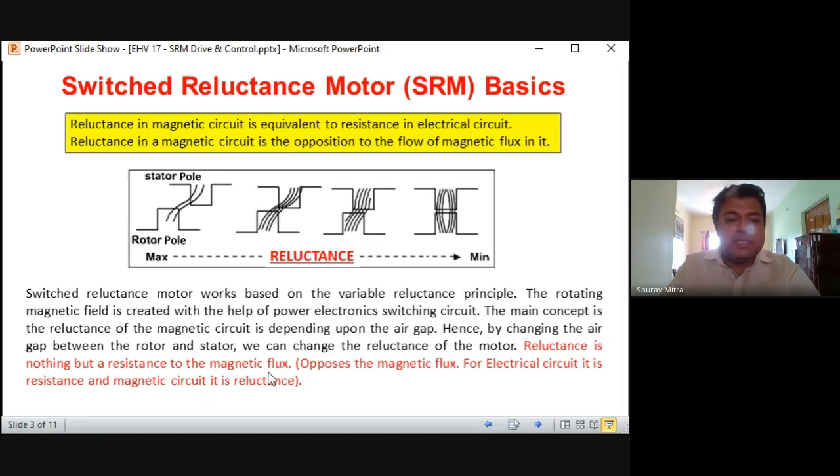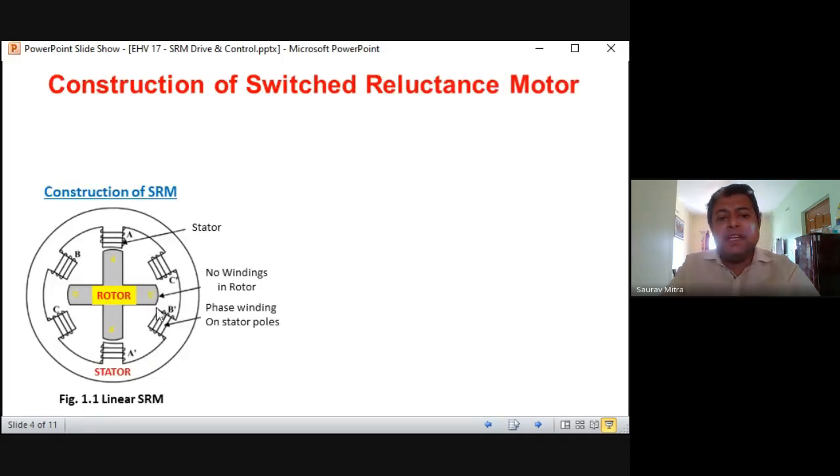Reluctance is nothing but a resistance to the magnetic flux; it opposes the magnetic flux. For an electrical circuit it is resistance, and for a magnetic circuit it is reluctance. So here you are finding the construction of an SRM. After this we will see the video, and again we will come back to this. Here we find the number of stator poles is more.